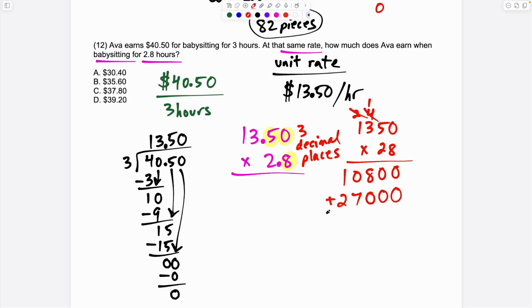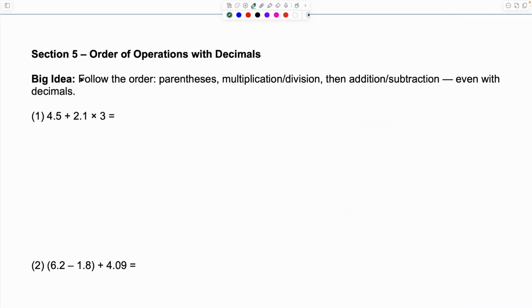We add all of this up. So we have 0 plus 0 in these two places, 8 plus 0, 0 plus 7, 1 plus 2 is 3. And now I write this over here. So I have 3, 7, 8, 0, 0. But once again, I have to pay back 3 decimal places. So I'm going to take this decimal and go 1, 2, 3. And this is going to give us $37.80, choice C.